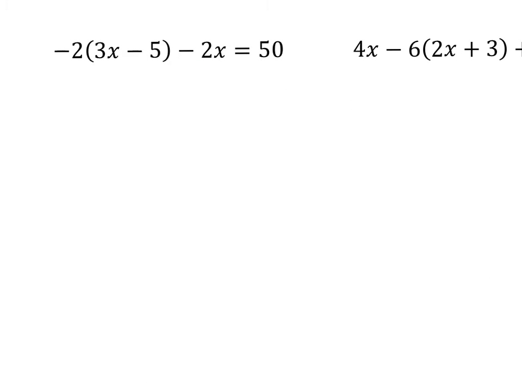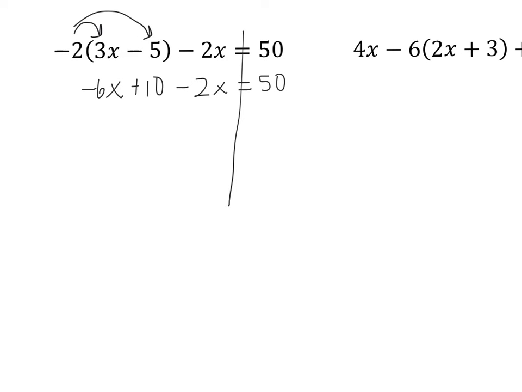Okay, let's take a look at this next example here. And I am going to go ahead and distribute because I see parentheses with a number in front of it. So I'll draw my arrows. And negative 2 times 3x is negative 6x. Negative 2 times negative 5 is plus 10. Minus 2x equals 50. And I do see some like terms here. A negative 6x minus 2x is negative 8x. And then this plus 10 stays as it is, equals 50.